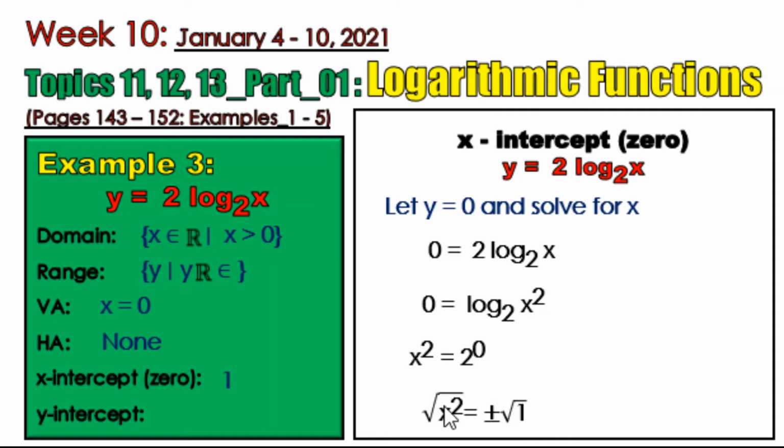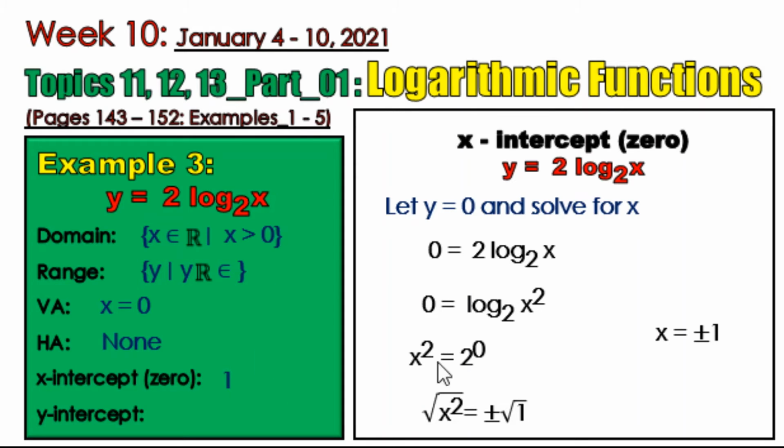Okay, so you have x squared is equal to 1, and to get the value of x, we will be getting the square root of both sides of the equation. So we have square root of x squared is equal to positive negative square root of 1. So we have x is equal to positive and negative 1.